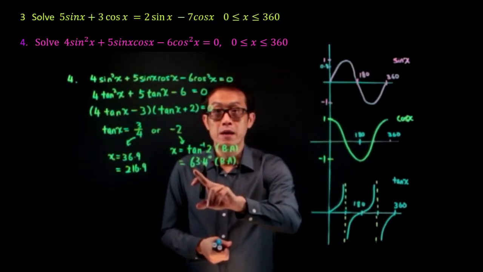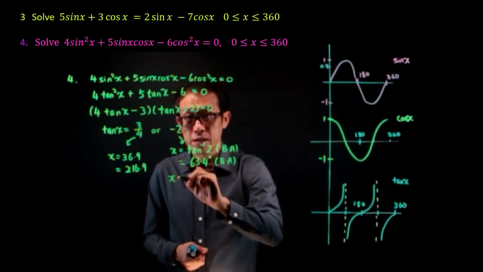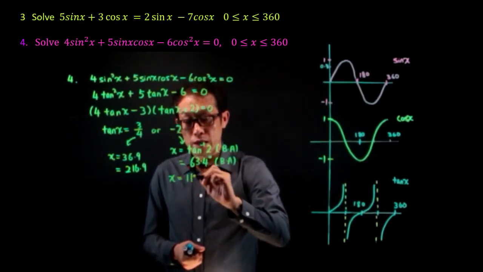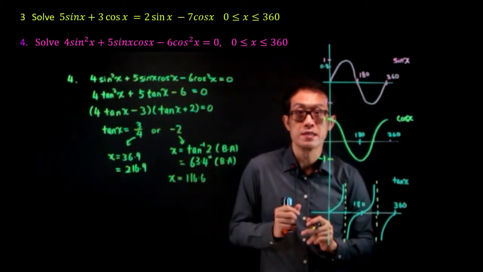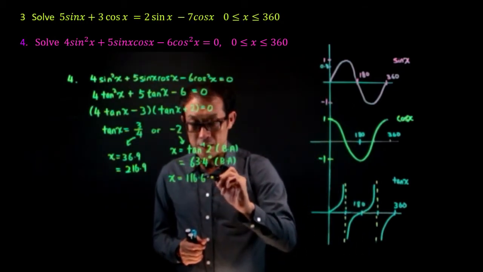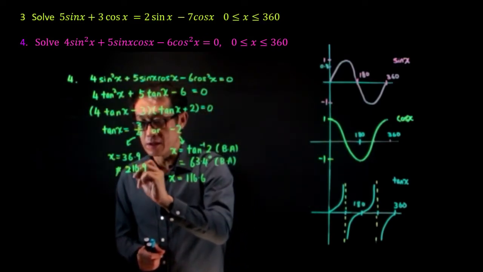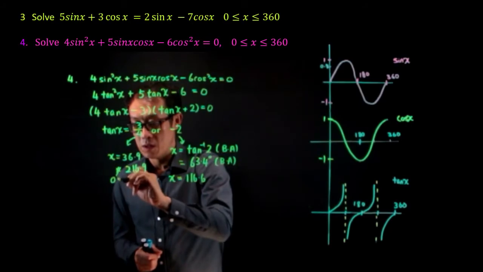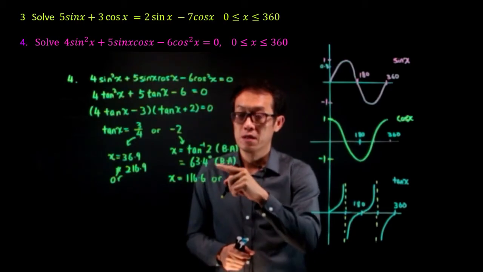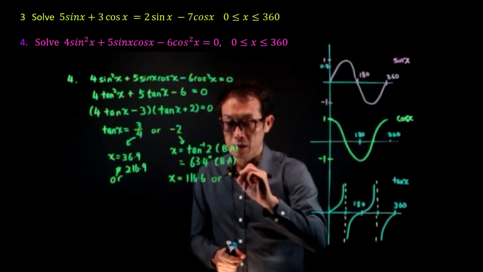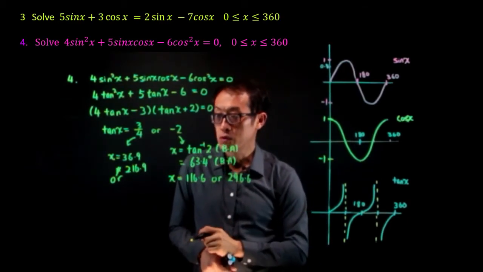Now 180 minus this angle, what will you get? So you got x equals to 116.6. And another angle will be 360 minus this. I think this one I changed to an or. It's not, this should be an or. Alright, or 360 minus 63.4, and then I get 296.6 degrees. Okay, so you have 4 solutions.